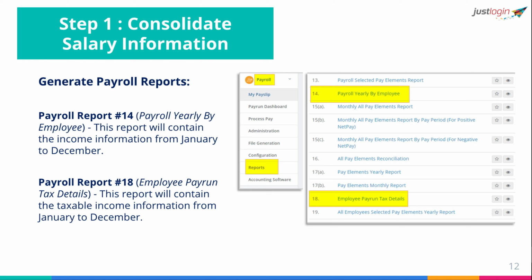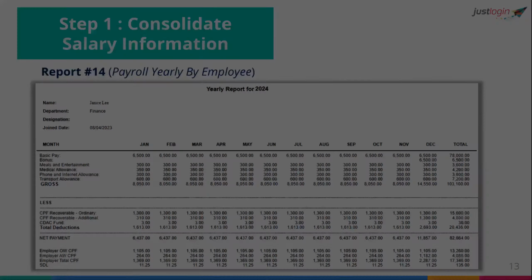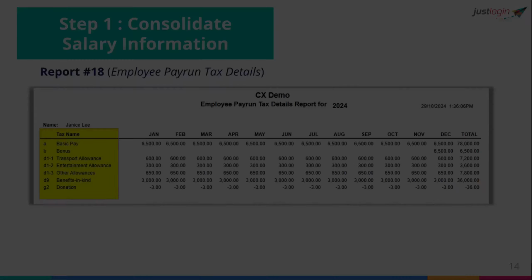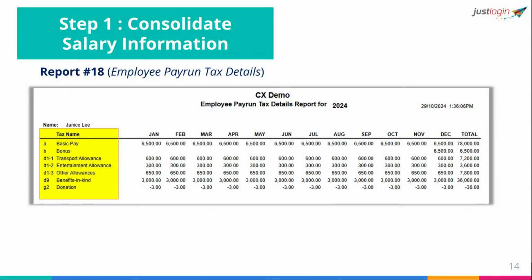To generate these reports for cross-checking purposes, go to Payroll Reports, then locate report number 14, Payroll Yearly by Employee, and report number 18, Employee Pay Run Tax Details.